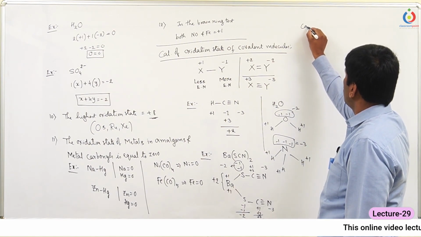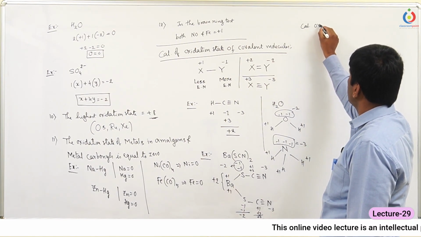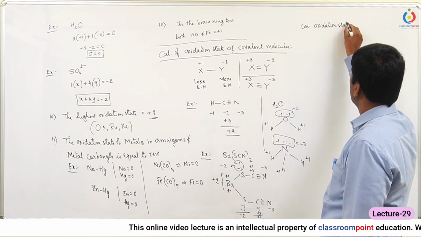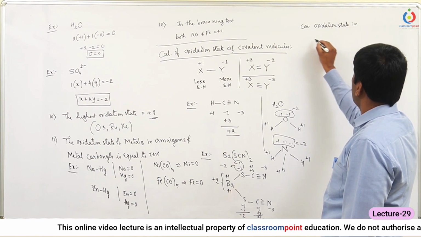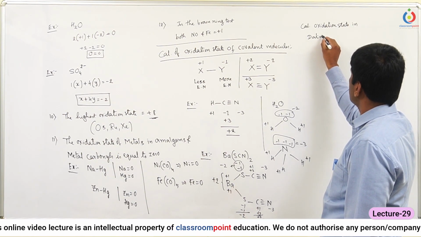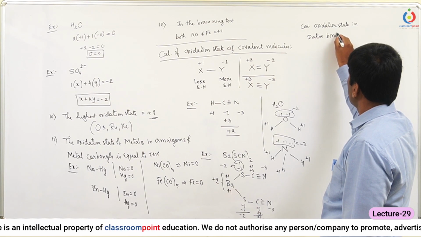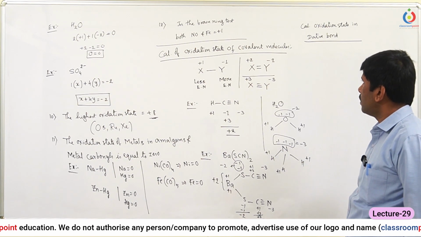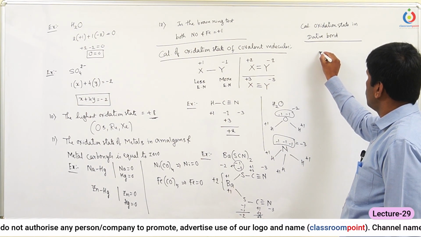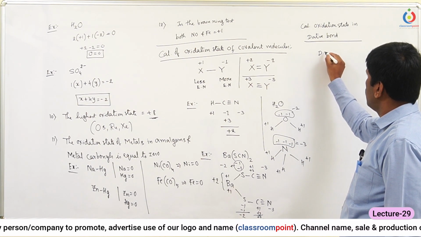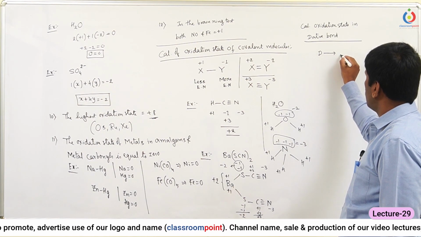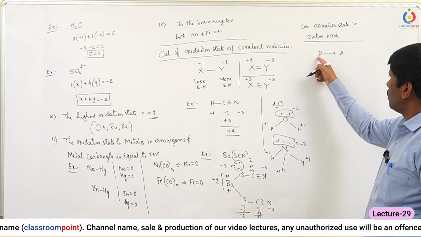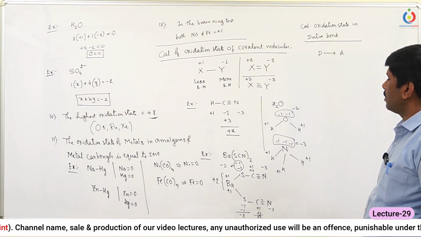So now let us see the other concept, that is calculation of oxidation state in dative bond. Dative bond means coordinate covalent bond is known as the dative bond. So here two concepts. Dative bond means one atom donates the electron, the other atom accepts the electron. Donor to the acceptor. D stands for the donor atom, A stands for the acceptor atom.